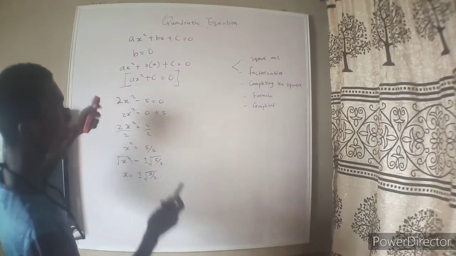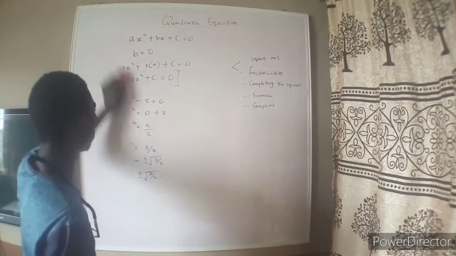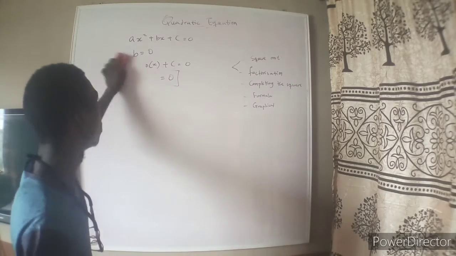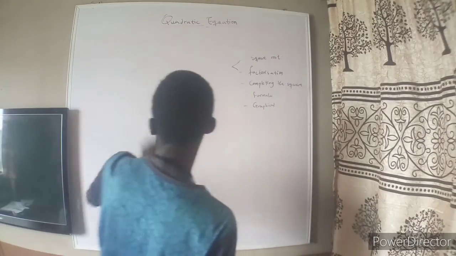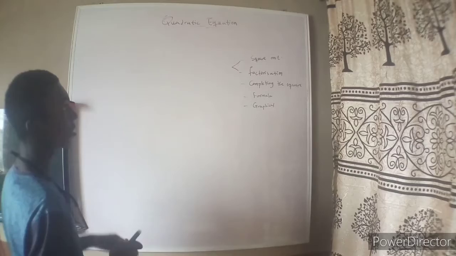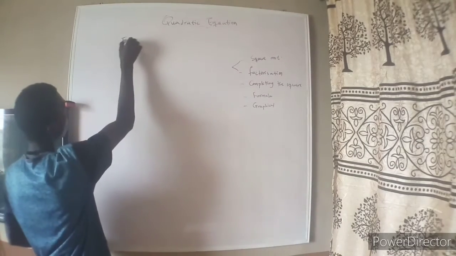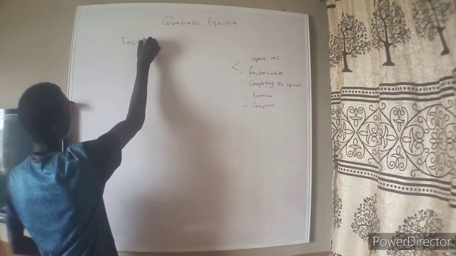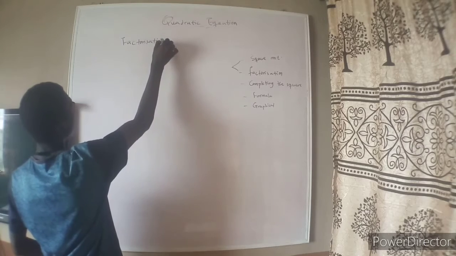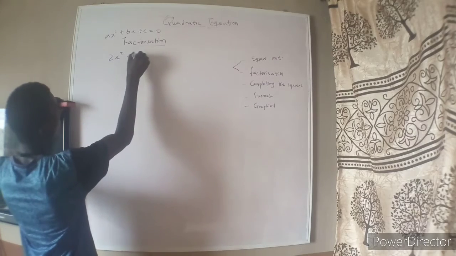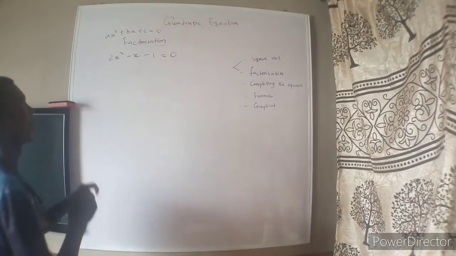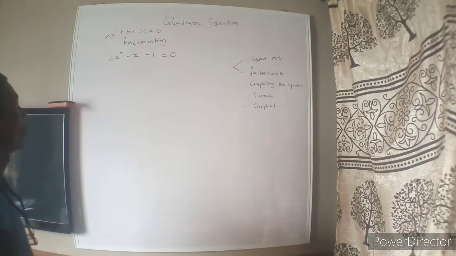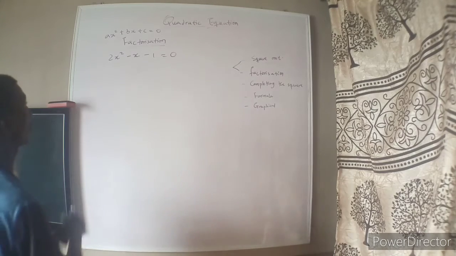Now let's run into the factorization method. You have to be very attentive here. I have 2x squared minus x minus 1 equals 0. Now we are given a question like this, and we are asked to solve using the factorization method. How do you solve using the factorization method?